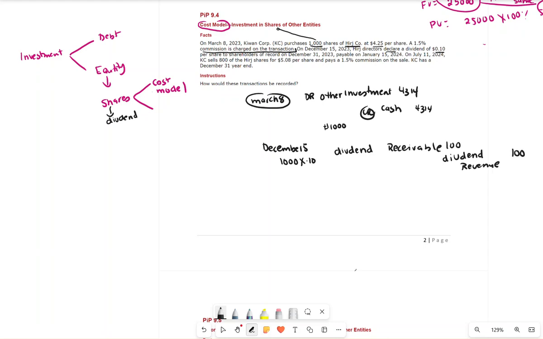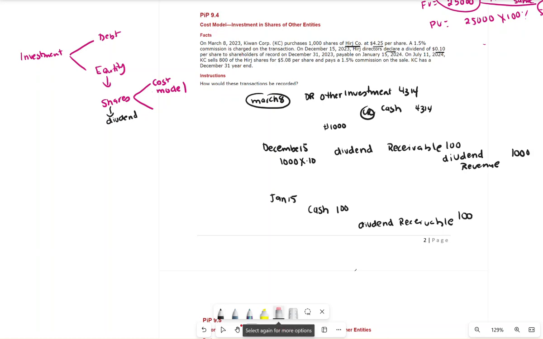Now they said it's payable on January 15. Now we want the money. We are going to get cash, and we are going to get rid of our dividend receivable for the amount of $100. If we want to keep the investment, we keep it. Next, on July 14th, we didn't sell everything. We sold part of the shares.